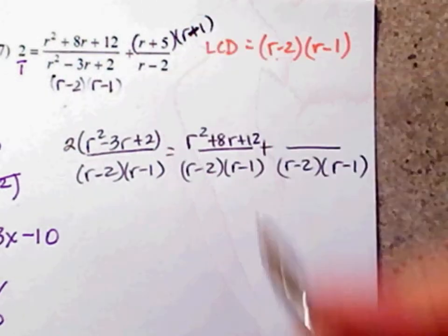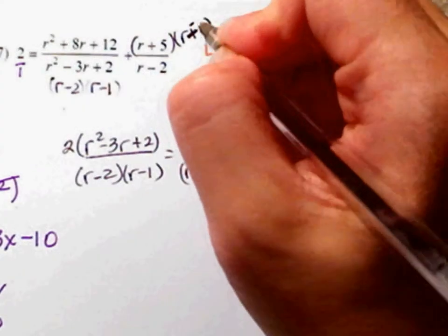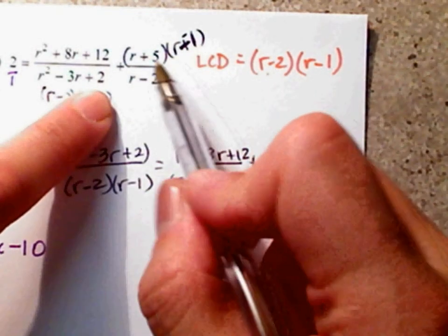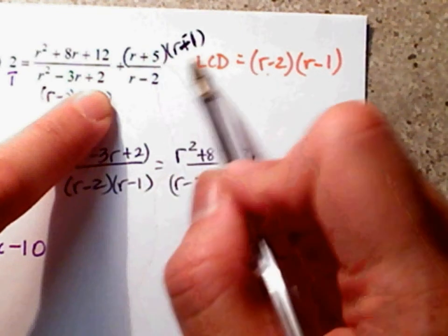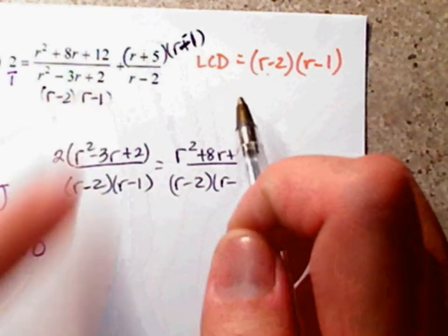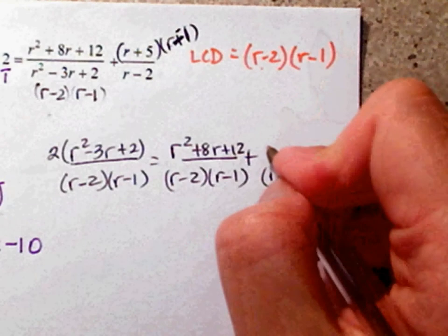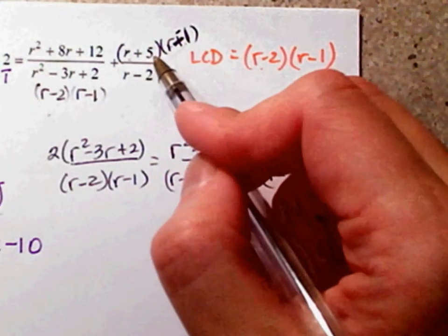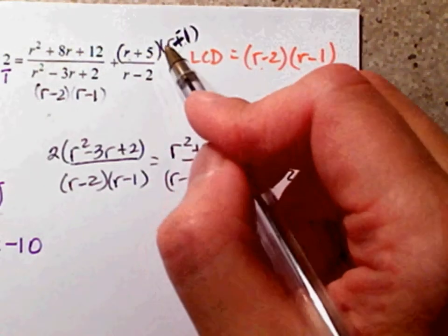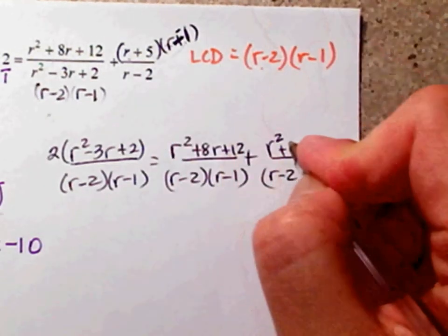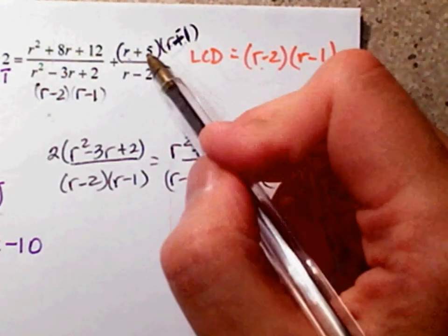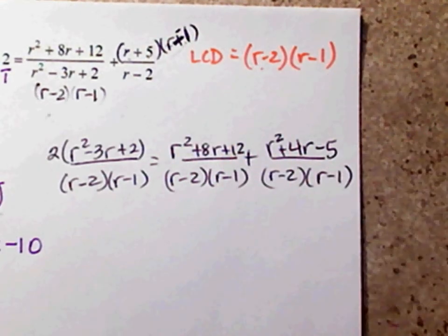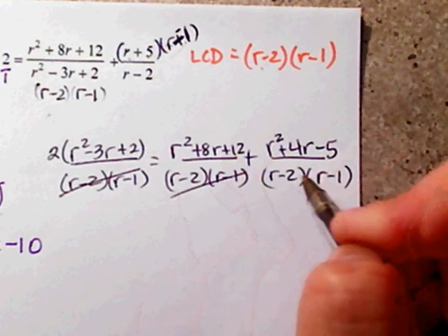Okay? I'm going to go ahead and multiply this out. I'm going to distribute. So I have r times r is r squared. 1r plus, 5r minus 1r is plus 4r. 5 times negative 1 is negative 5. Okay? Guess what happens to my denominator? They all cancel out.